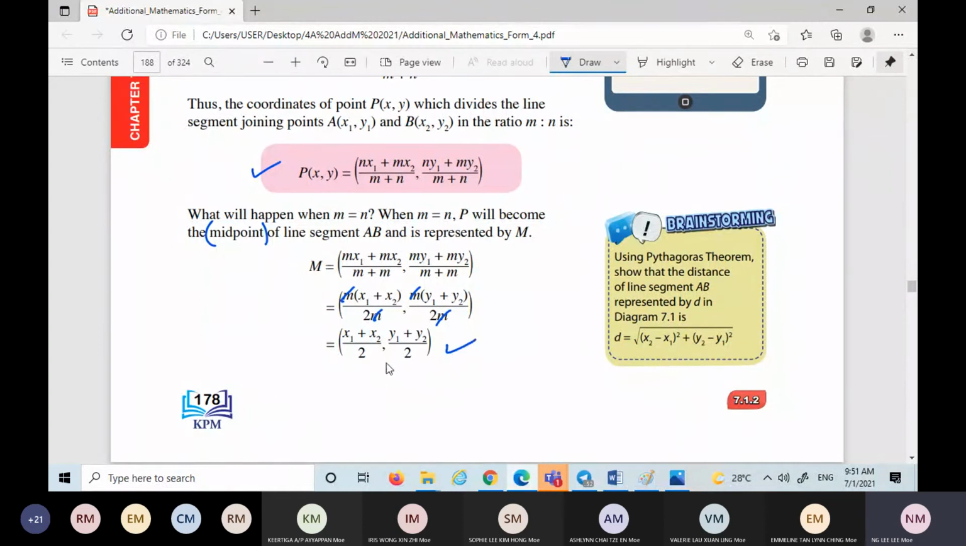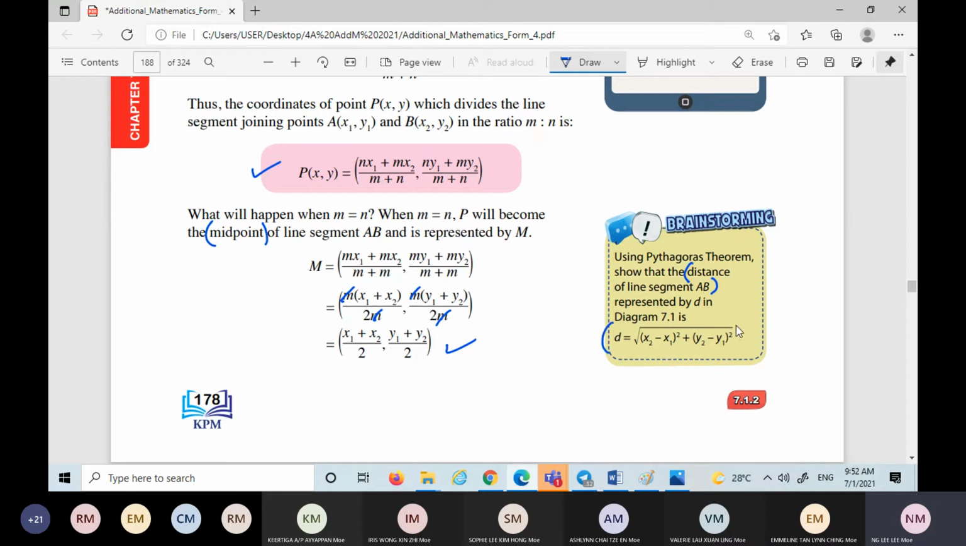Okay, so this is for the midpoint formula, and then this is the internal point formula. And then this is the distance formula, the distance of the line segment AB.